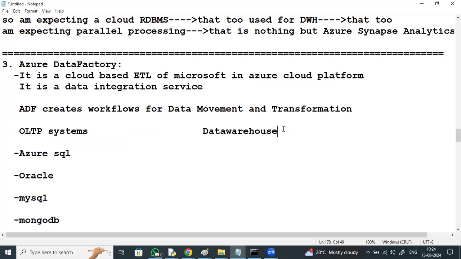A data warehouse stores historical data. So here, Azure Data Lake comes, the Azure Data Lake distributed file system, and Azure Synapse.